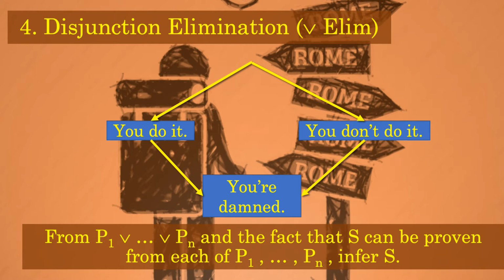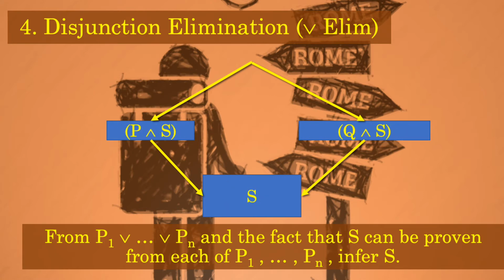Now, it turns out that we can't even prove something like you're damned if you do and you're damned if you don't at this point because we don't actually have if-then, which is crucial for that kind of reasoning. However, we can prove other kinds of disjunction elimination, so let's look at those. For example, if we know that either P and S is true or Q and S is true, then we know that S has to be true. Let's make sure we understand the mapping of this inference onto the rule.